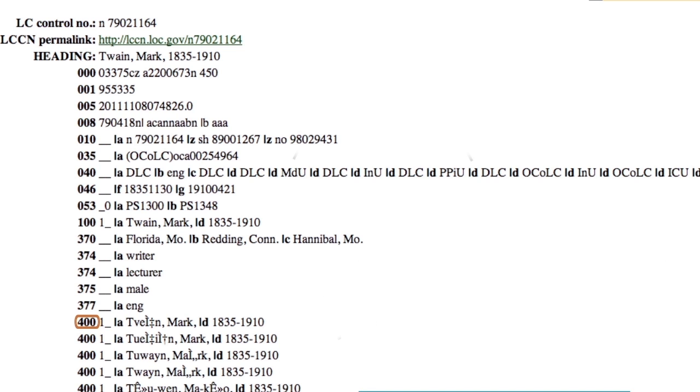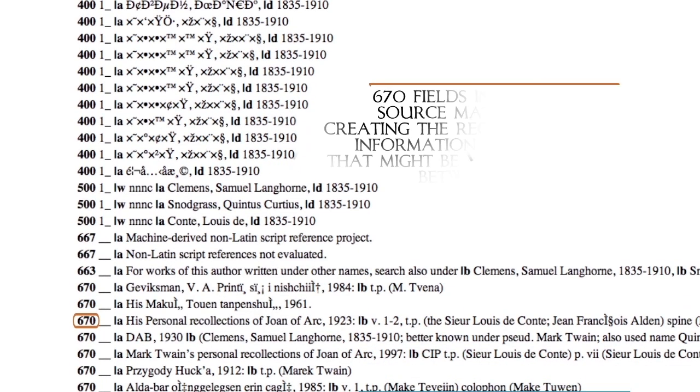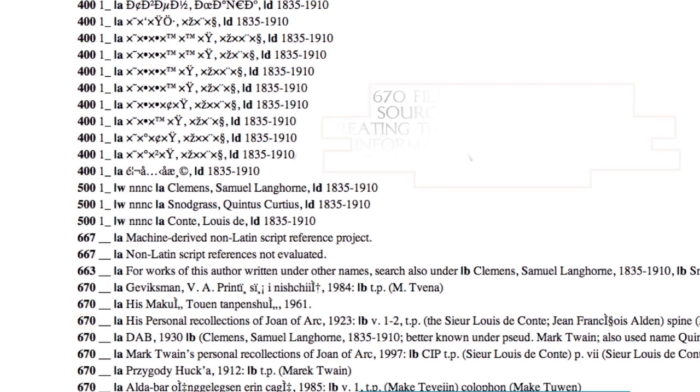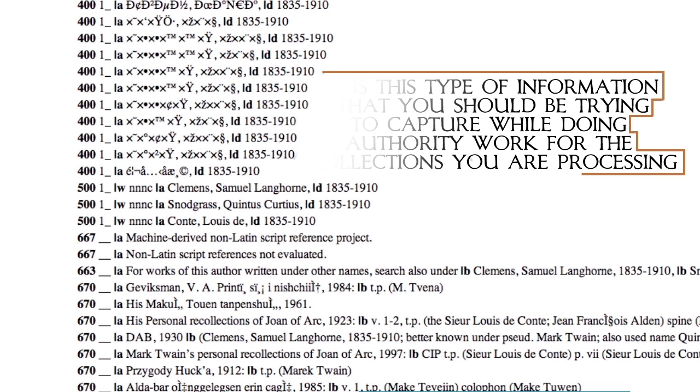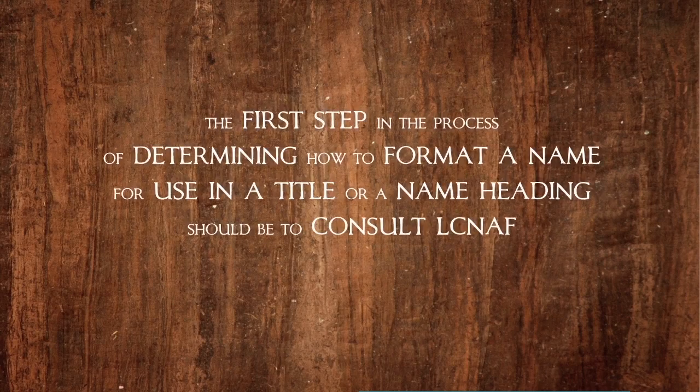The final section of the record typically includes a number of 670 fields, which include information on source materials used in creating the record, and, at times, other information about the entity that might be used in distinguishing between records. It is this type of information, then, that you should be trying to capture while doing authority work for the collections you are processing.